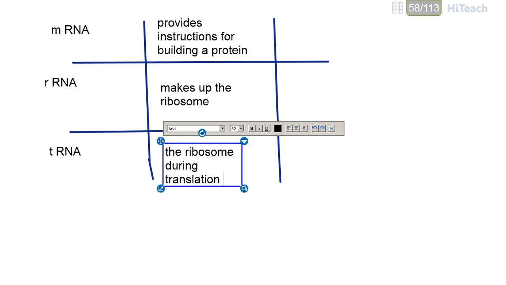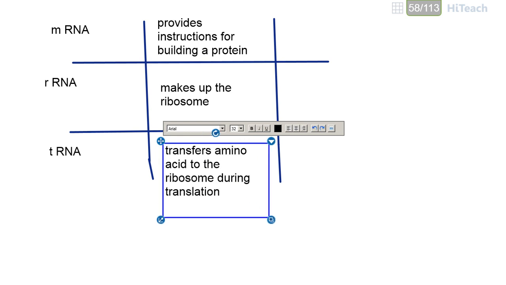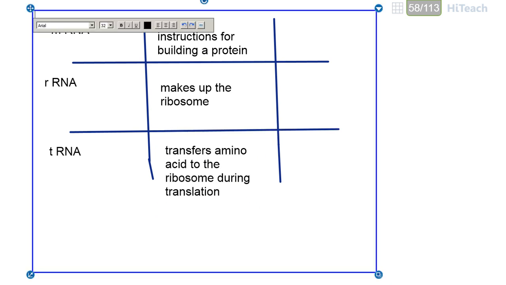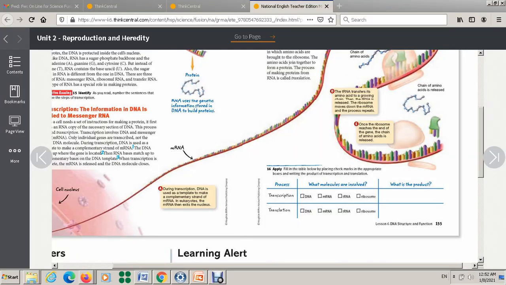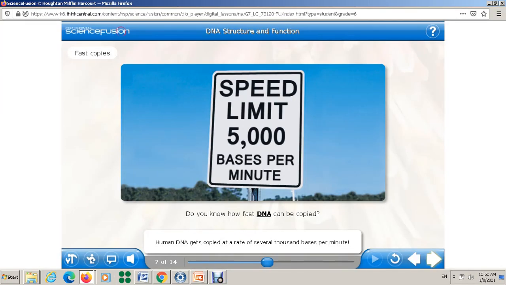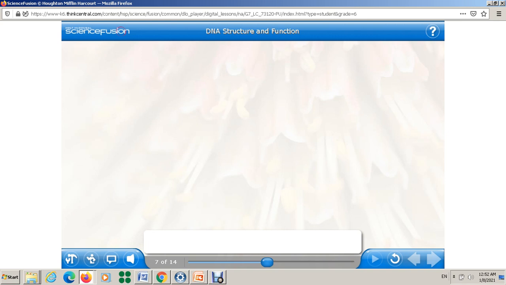Here you have to differentiate between these three RNAs and the function of each one of them to make a protein. Okay, let's look at this one here. Listen to this video here. Just to remind you about the replication, making copies. You have to know now what is the replication, transcription, translation. These words are very important to know. Listen to this carefully.